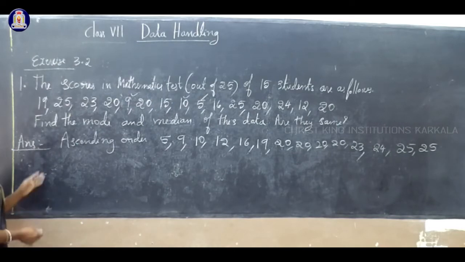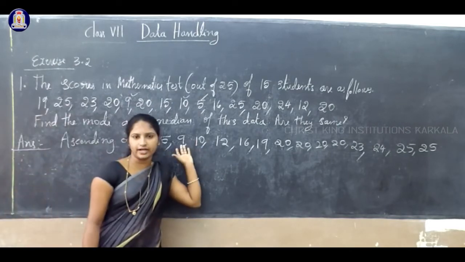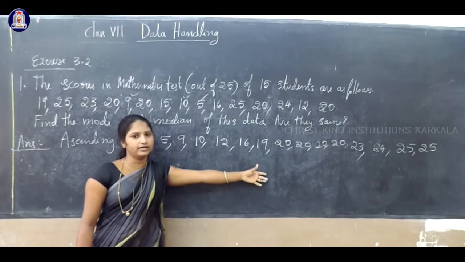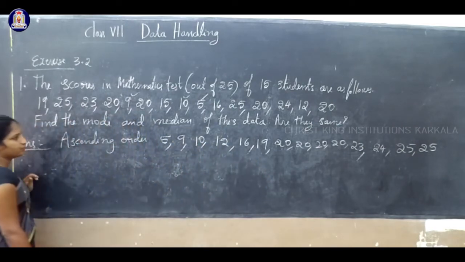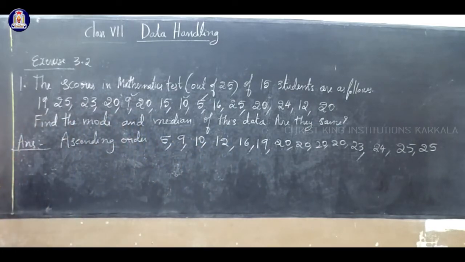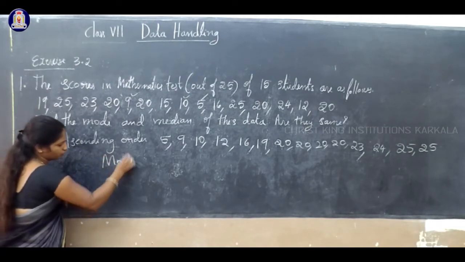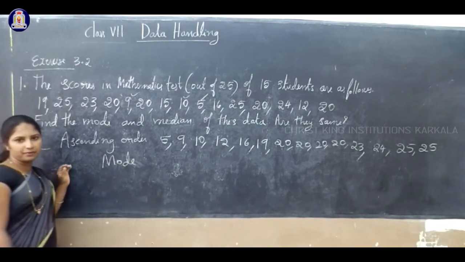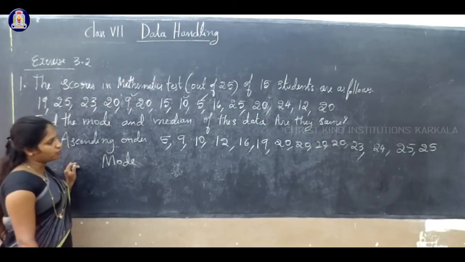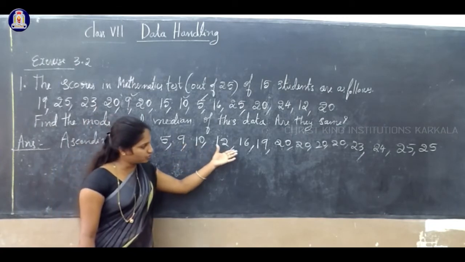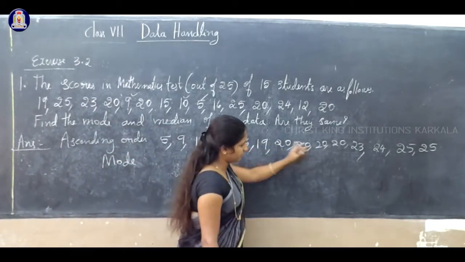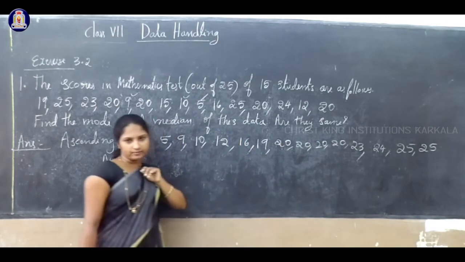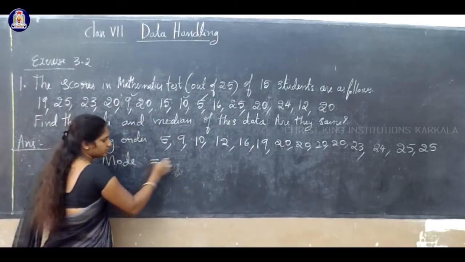Okay, now first you write in ascending order. Here I wrote the marks in ascending order. Next we have to find the mode. One number is missed, like 24. Mode means the most repeated number, the number that occurs most frequently. That means 20 is repeated, 1, 2, 3, 4 times. So the mode is 20.